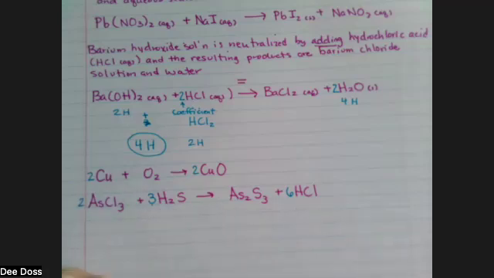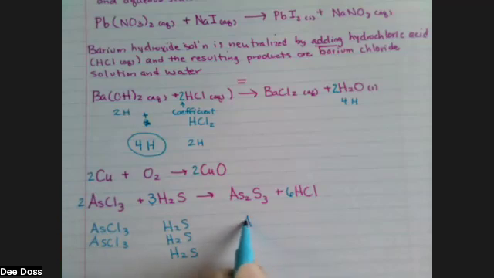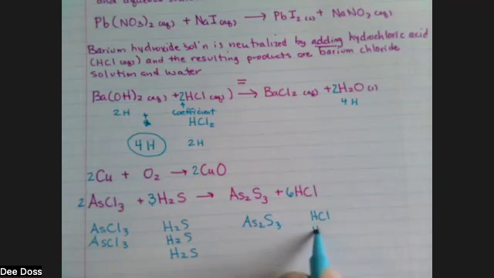Now I'm just going to show you what this coefficient does. It says I have 2 of these. So it's like saying I have AsCl3, AsCl3. 3 of these, it looks like I have H2S, H2S, H2S. If I go over here, I just have 1 of these, and then I have 6 of these. I'm just going to show you why you have to use coefficients.